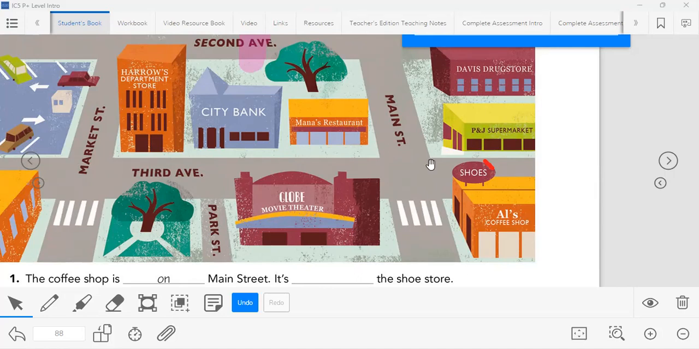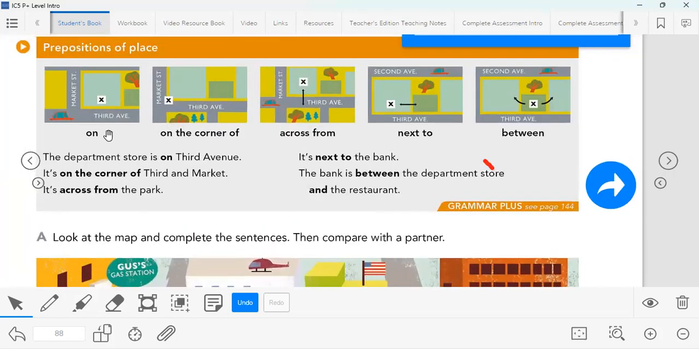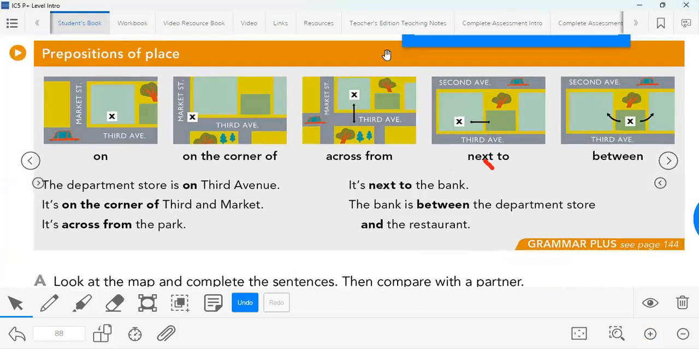Okay, let's see. Let's continue with the next two. You can see here, right? On is just when we mention one street. On the corner. Okay, let me put it closer for you. So we have on when we have just one street. On the corner when we have it like this, right? In this position. Across from, you see here, from one side to another. Across from.